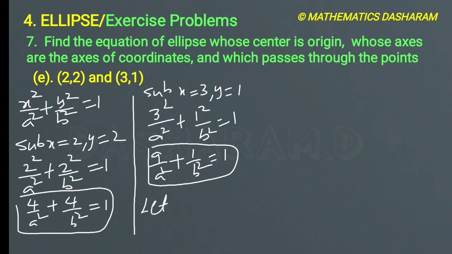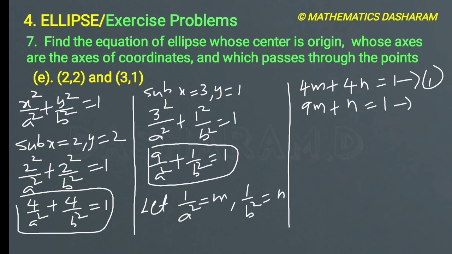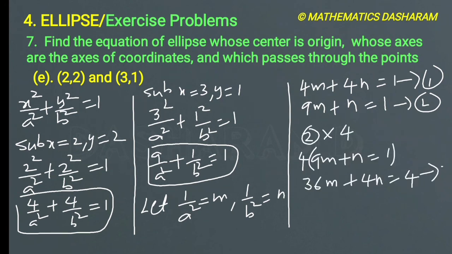Let's assume 1 by a square equals m, 1 by b square equals n. So then the first equation will become 4m plus 4n equals 1, equation 1. The equation 2 is 9m plus n equals 1, equation 2. Let's eliminate the variable n from both equations. So equation 2 multiplied by 4 gives equation 3. Now equation 3 minus equation 1.